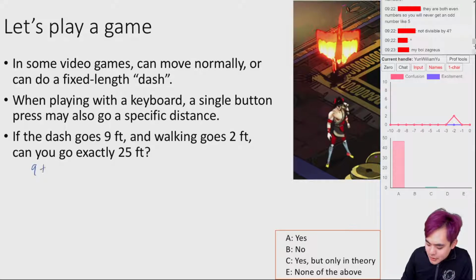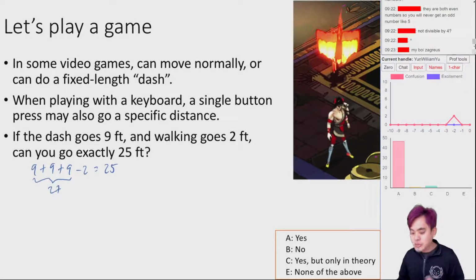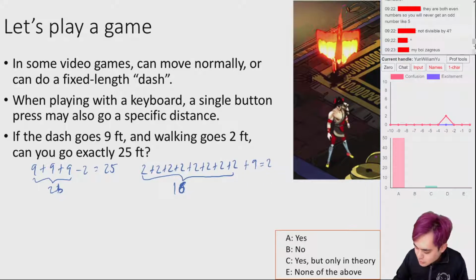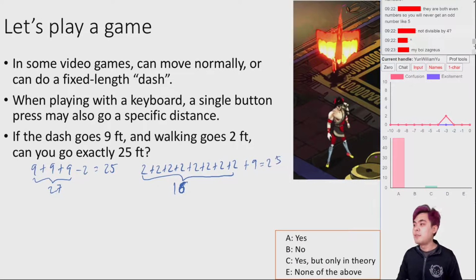So one way to do this is 9 plus 9 plus 9. So if you do 3 dashes in a row and then take a step back, that gets you 25, because that's 27 minus 2, that's 25. Or if you wanted to go the slow pedestrian way, maybe you walk 8 steps, 2 plus 2 plus 2 plus 2 plus 2 plus 2 plus 2 plus 2, which is equal to 16. And then you dash, which is 9. So that was 27 minus 2, or you could have 16 plus 9, which is also equal to 25.